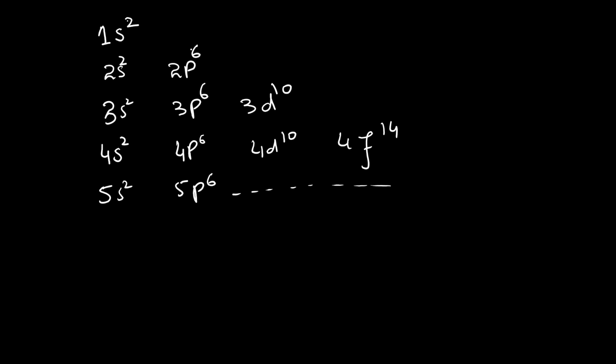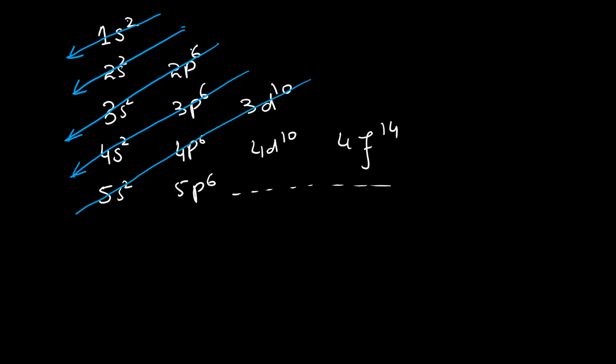Now we can use a trick in order to determine the energy of the subshells in a shell. First draw a vertical line at an angle of around 45 degrees, and similarly draw a second line, similarly draw a third line, similarly draw a fourth line, and similarly draw the rest.